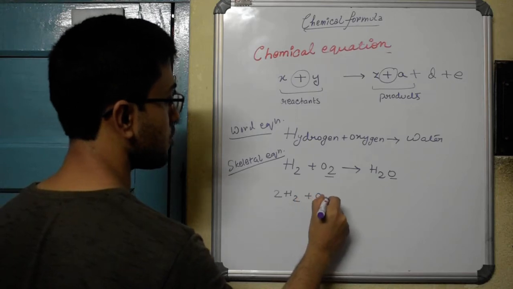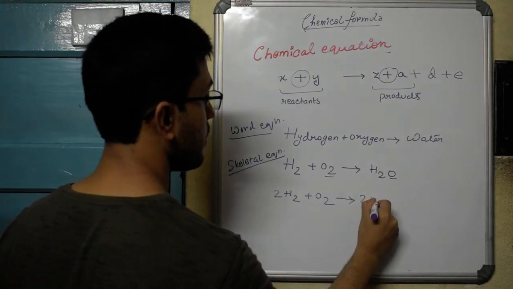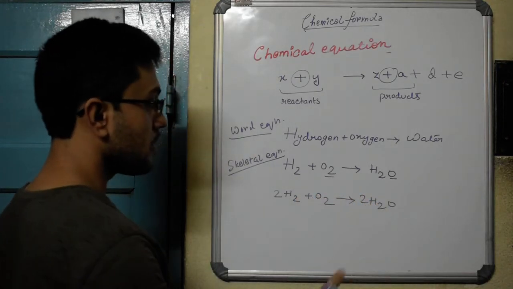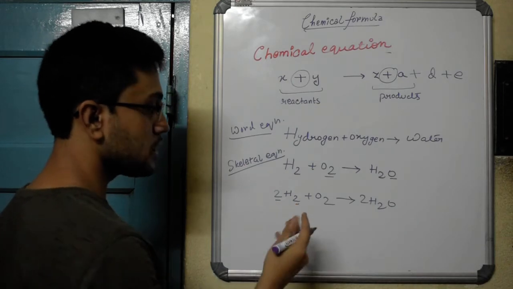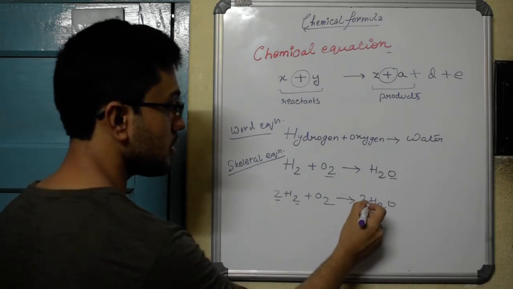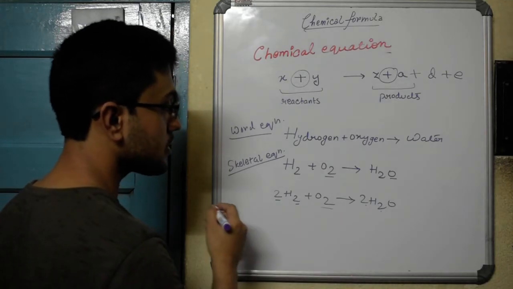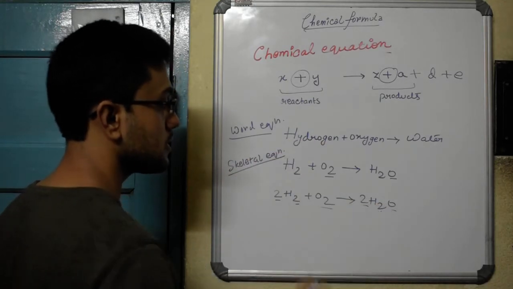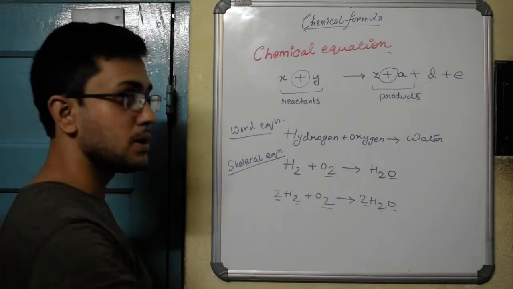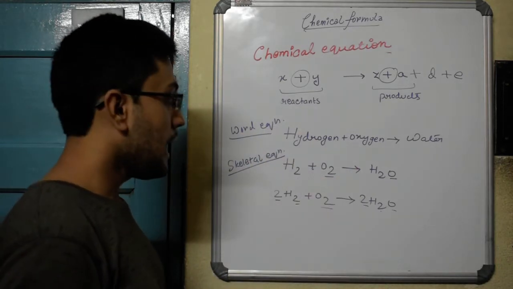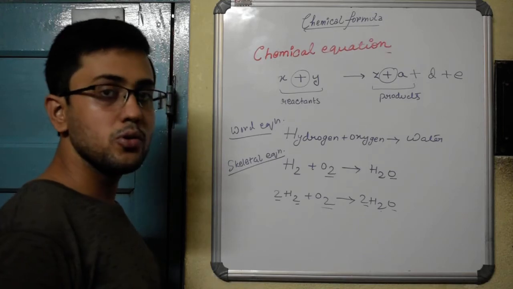2H2 plus O2 giving me 2H2O. Now you see, on the left hand side I have 2 times 2, that is 4 atoms of hydrogen. Here also 2 times 2, 4 atoms of hydrogen. On the left hand side I have 2 atoms of oxygen, on the right hand side also I have 2 atoms of oxygen. So this is a completely balanced chemical reaction.